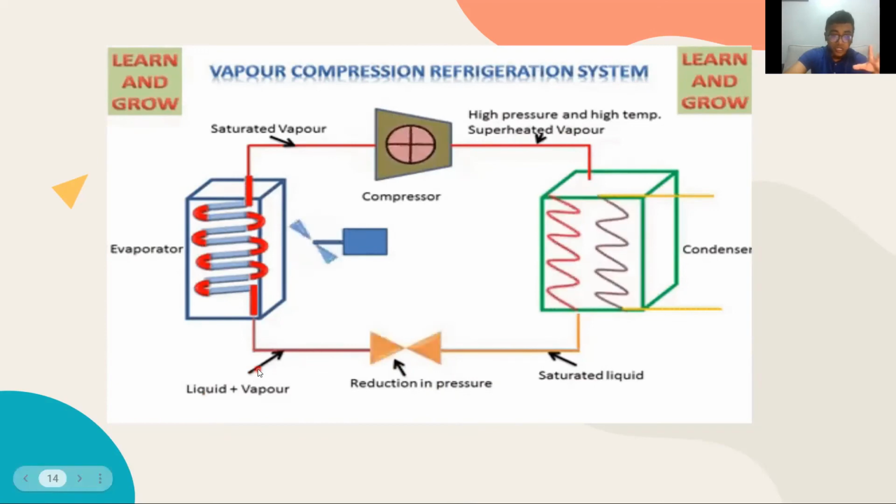And here, we will have a mix, which is a low temperature and low pressure liquid and vapor. And then it will start to flow back into the evaporator, and the refrigeration cycle will be repeated again and again. I think that's all from me. Thank you.